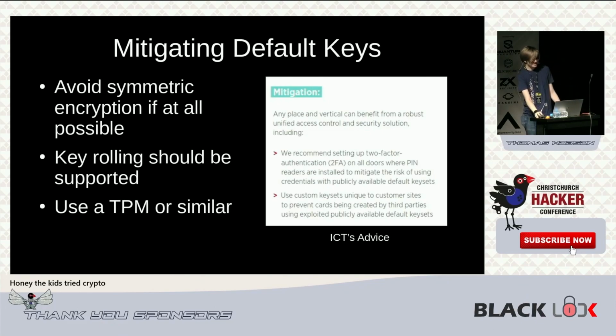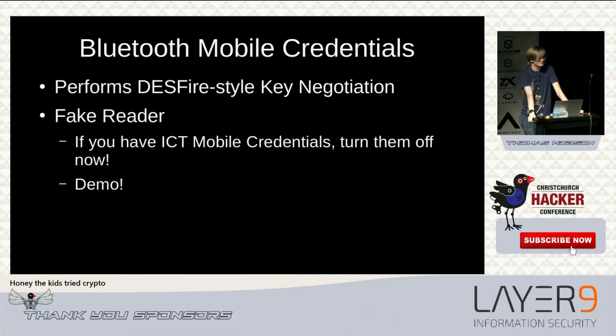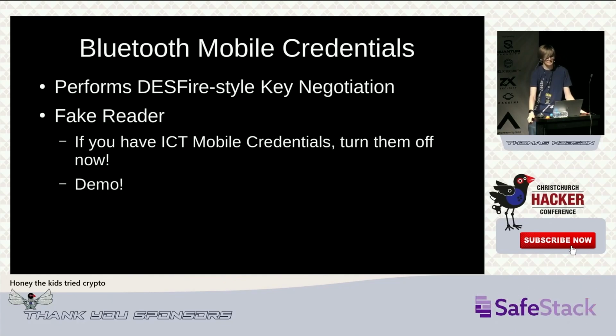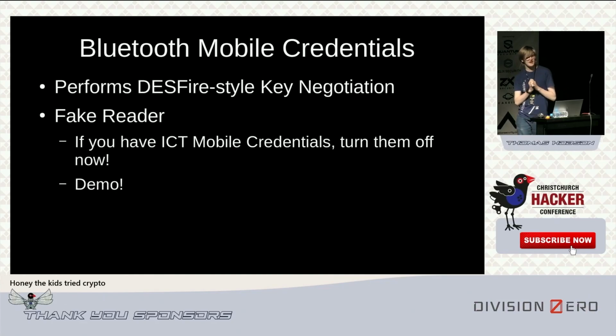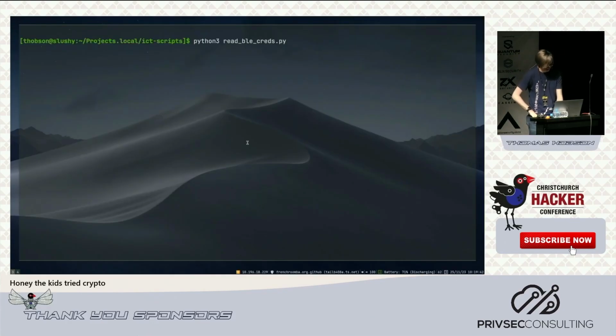And so yeah, now we're going to take a little bit of a pivot into their Bluetooth credentials. These perform similar to a DESFire key negotiation or authentication sequence between the phone and the reader, this time over Bluetooth. The thing about this is if we know the encryption key, we can pretend to be a card reader. In an older version of the app, we were actually able to just force the usage of a default key, but that's since been removed. And yeah, if you have credentials now, you should turn them off if you haven't already, and we're going to see if the live demo works.